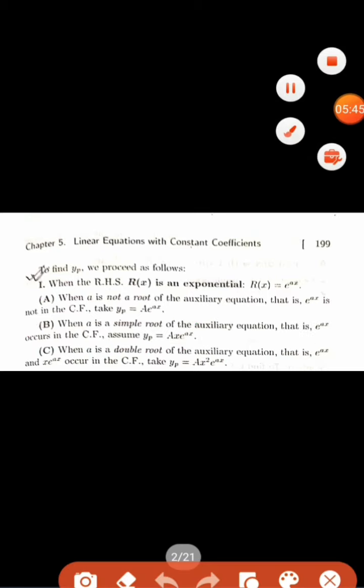And if a is a double root of the auxiliary equation and e to the power ax is available, then YP will be capital A x square e to the power ax. Okay, now I will discuss the examples of this variety.